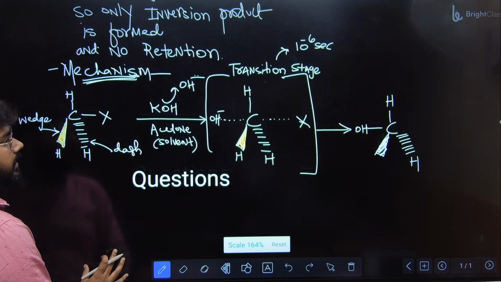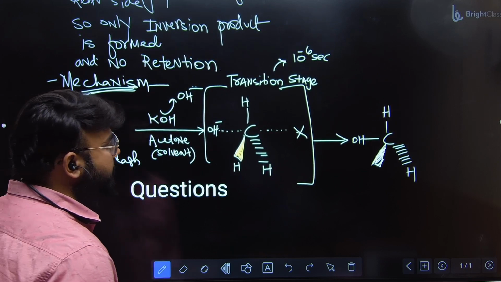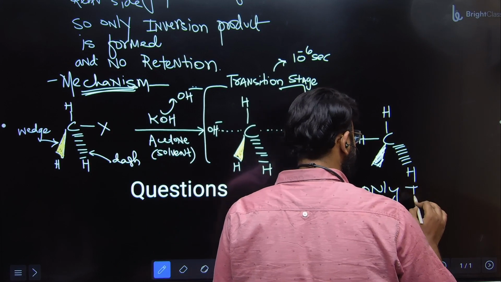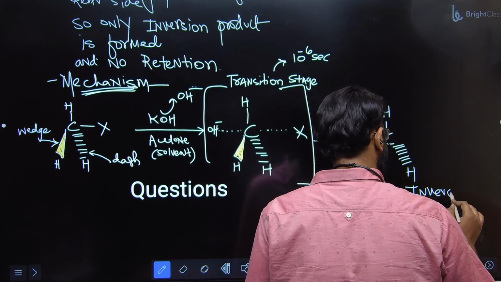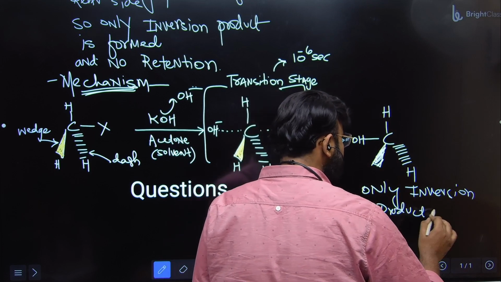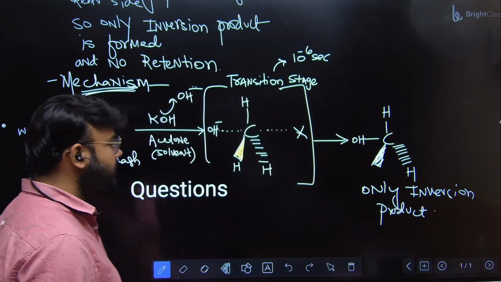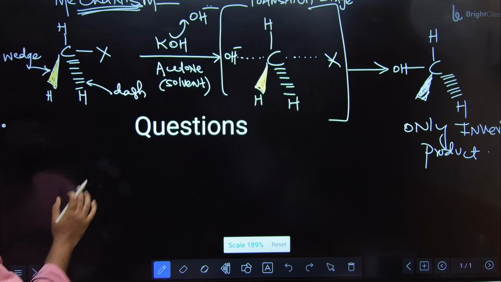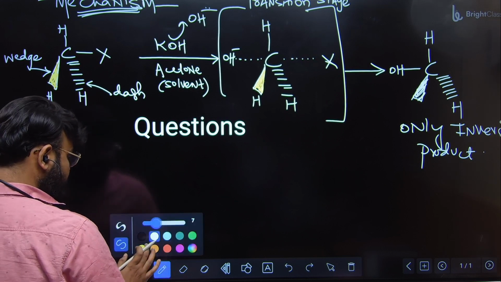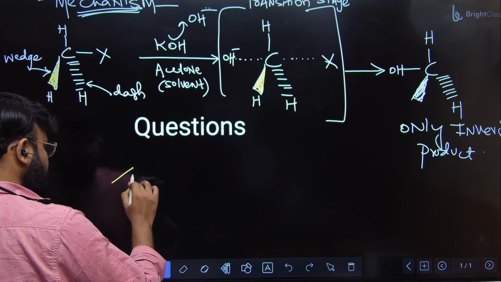Yes. That is why, yeah, front attack is not possible. That is why you get only inversion product, okay? Avantika, you clear, no? Only inversion product will be possible. Okay. So, guys, I'll just draw the two questions or two options.